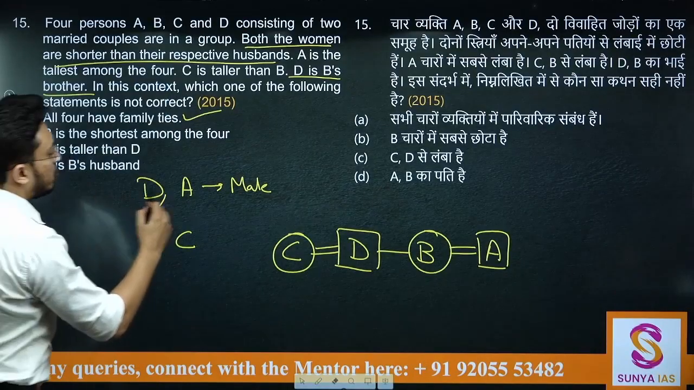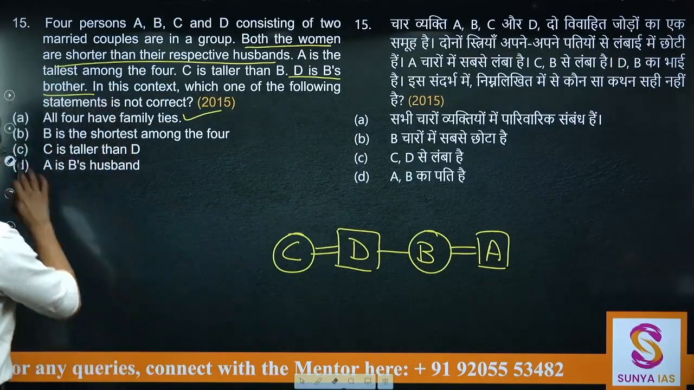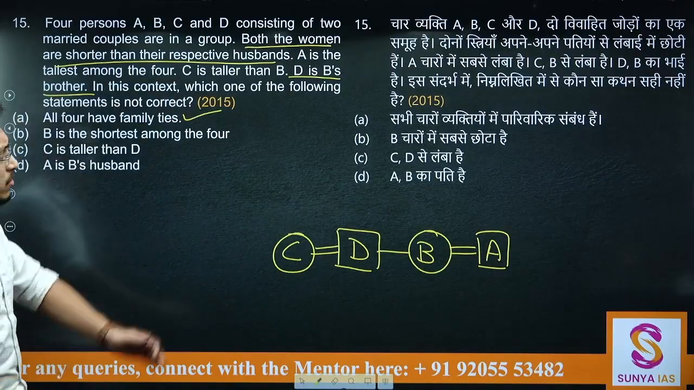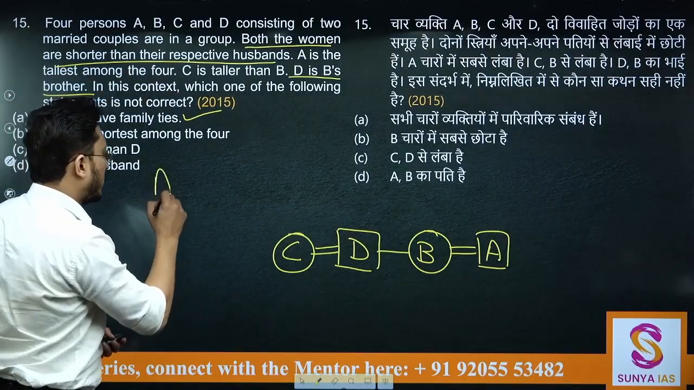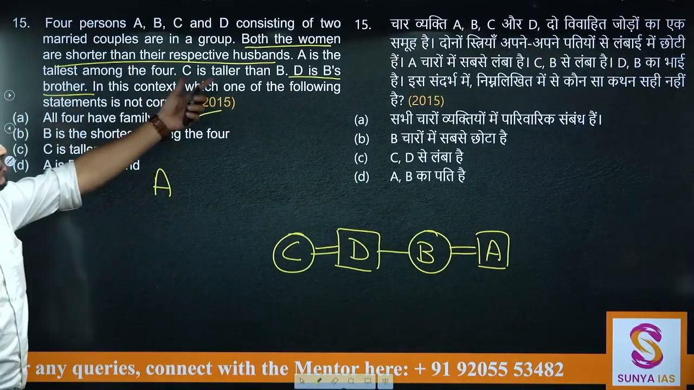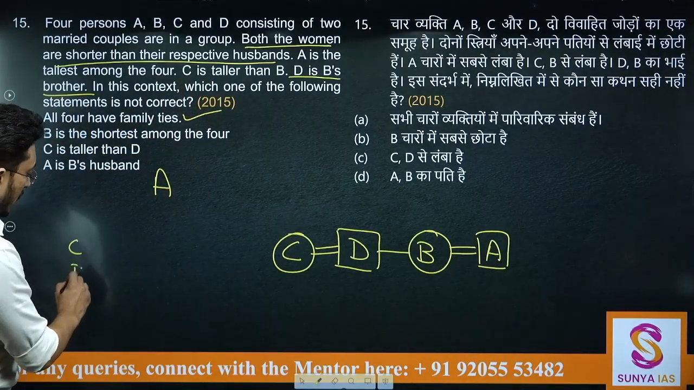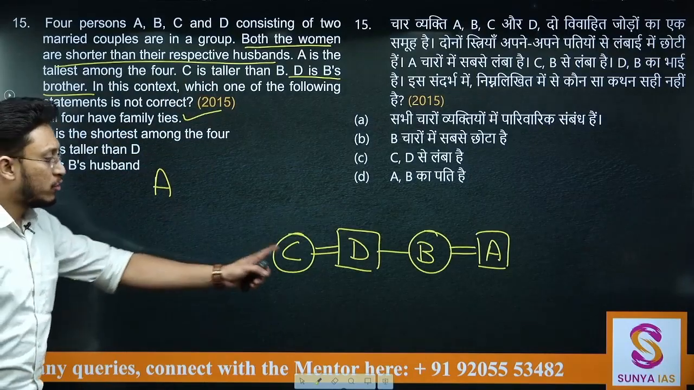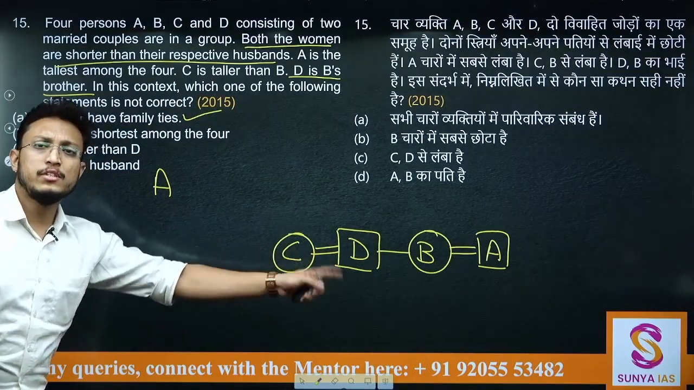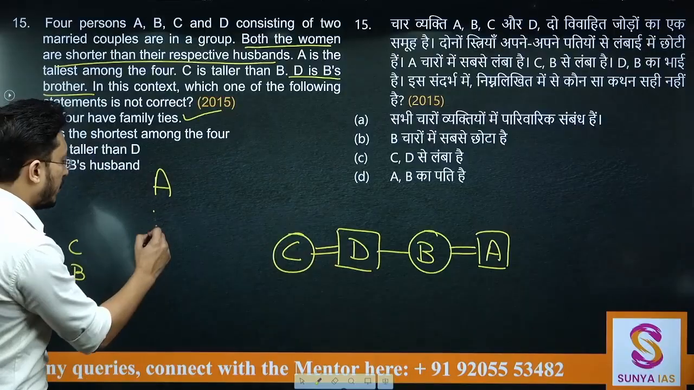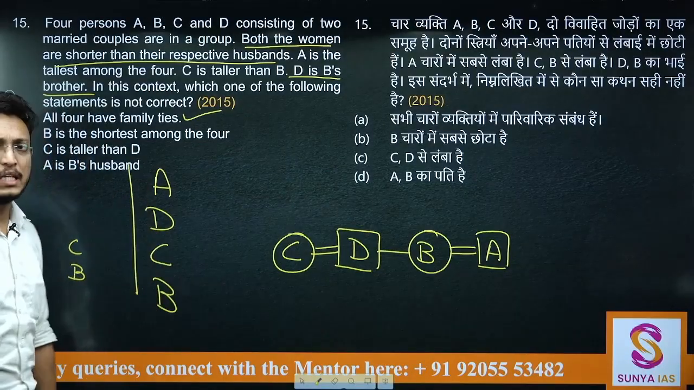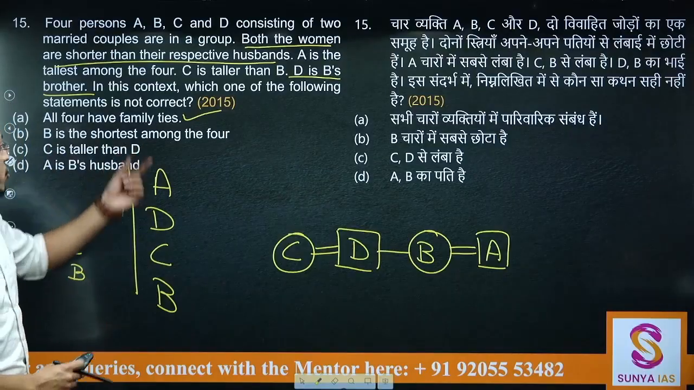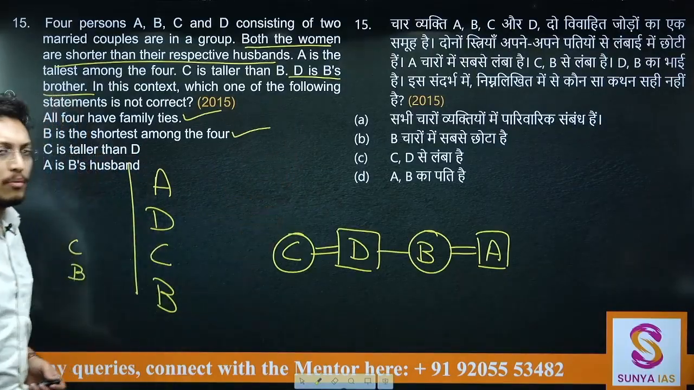Secondly, we need to also decipher the arrangement order here. So arrangement would be A is the tallest here. Next, C is taller than B. We know that C should lie above B somewhere, but we also know that D is the husband of C. That means D also has to lie above C. That means I'll have D here, C here, and B here. So this is the order of height that you will have. So B is the shortest amongst the four.